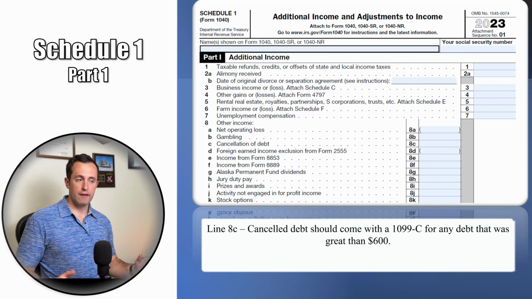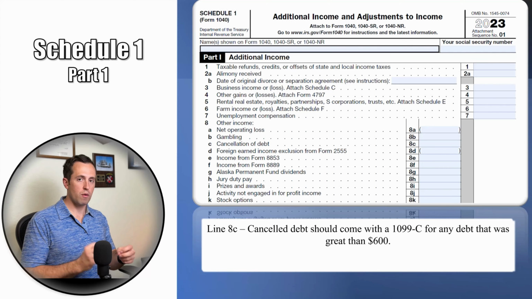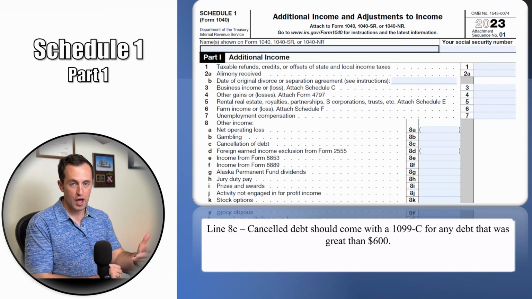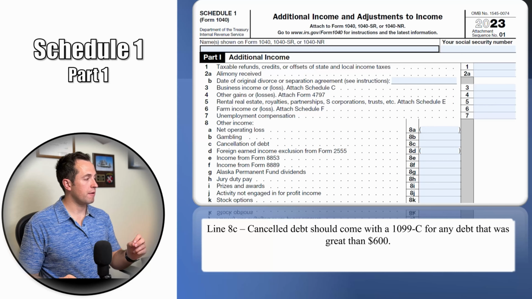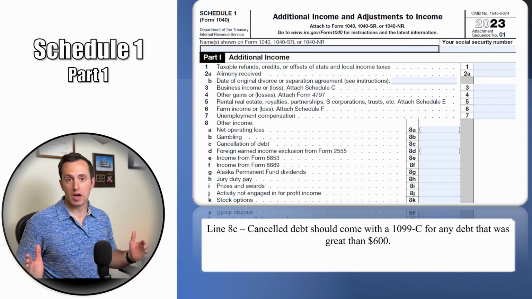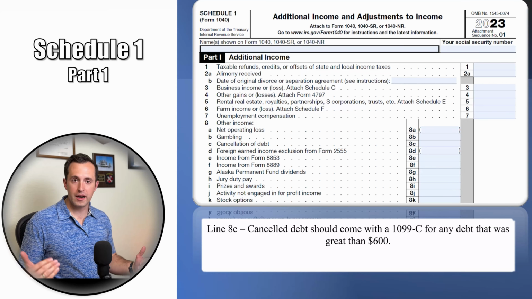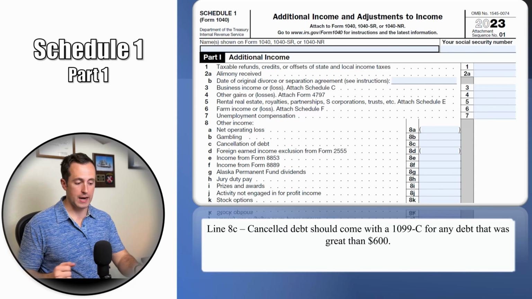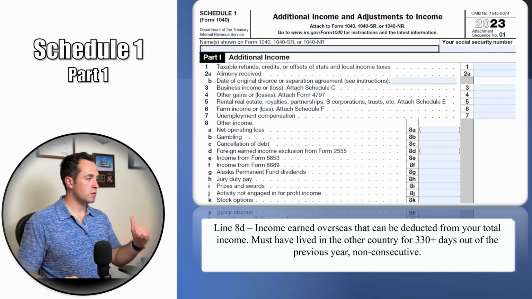Cancellation of debts. If you had debt that was outstanding that was canceled, the IRS does view that as a form of income, so it's going to have to go here. How are you going to know how much money was actually canceled? That's going to be coming from a 1099-C, which should be issued to you by whichever company or individual canceled your debts. That form is required to be provided if it is on a debt that is greater than $600.